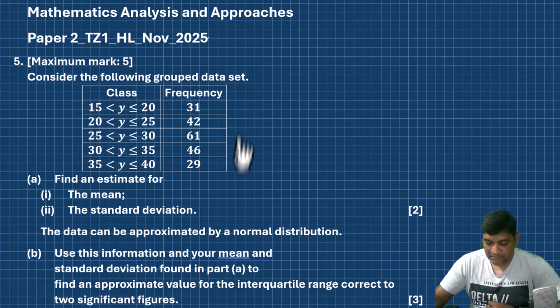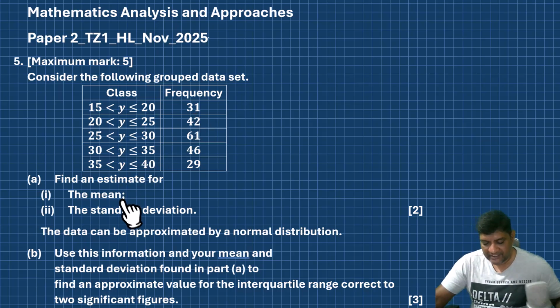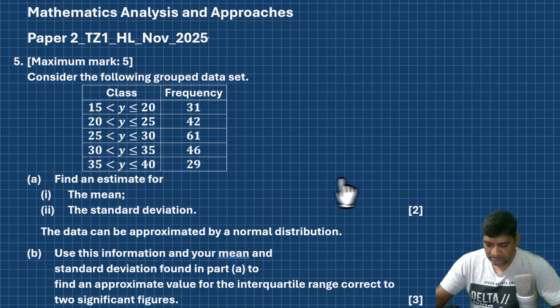He has given us a table of class interval and the corresponding frequencies. And then he wants us to calculate the mean and the standard deviation of the data. He also says that the data can be approximated as a normal distribution. So by using that, I now need to calculate the interquartile range.